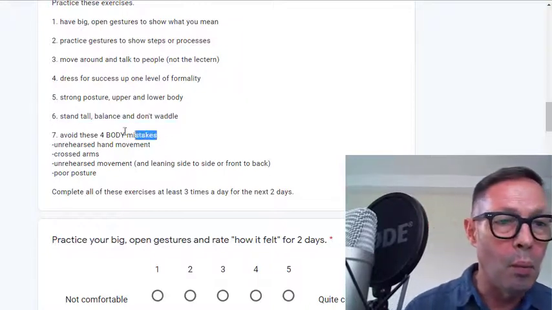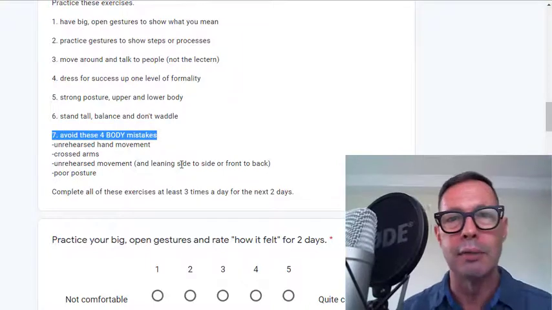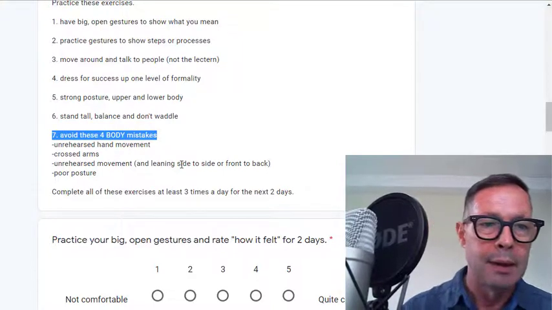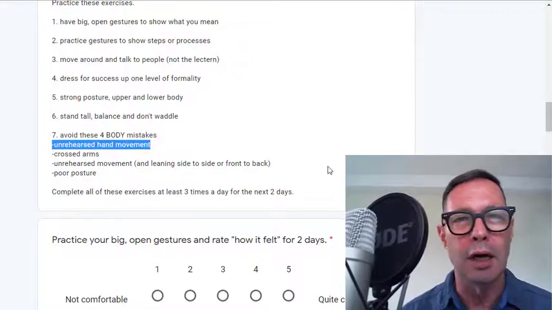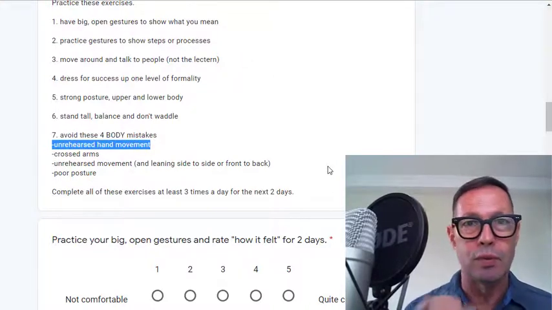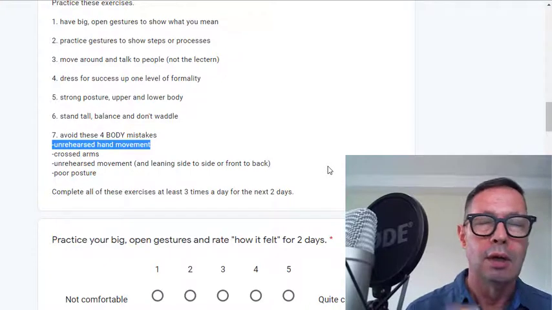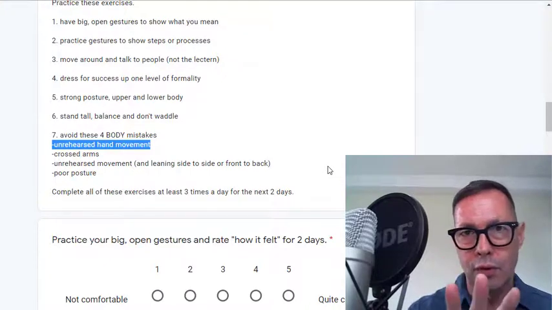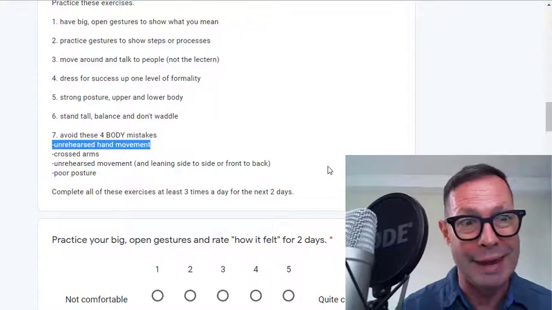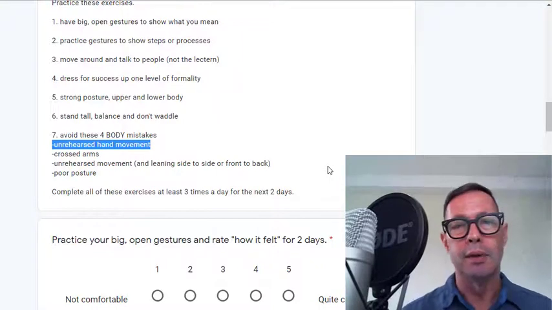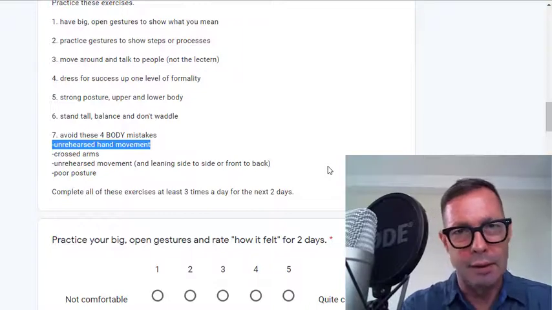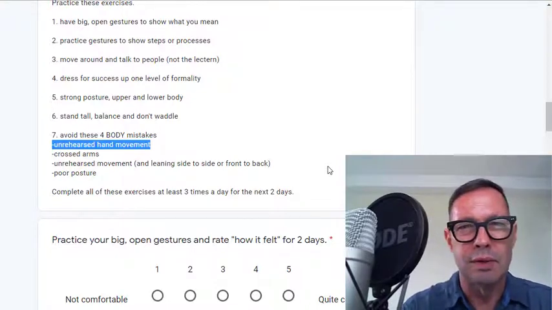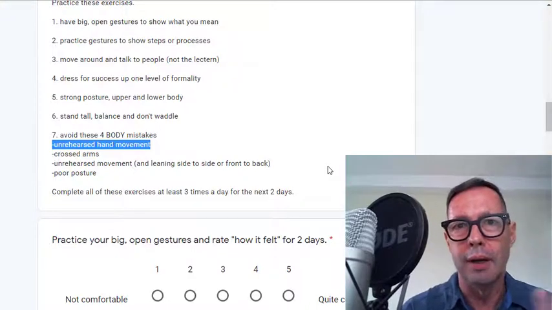So, what body mistakes do we want to avoid? We want to avoid any unrehearsed hand movement. That means rehearse with your hands. Know what you're going to do. 1, 2, 3. You can tell I've done that several thousand times. And another one is you don't want to cross your arms. The reason for this is because it seems closed, seems distant from your audience.